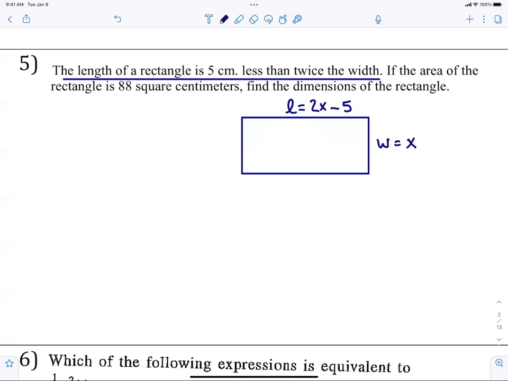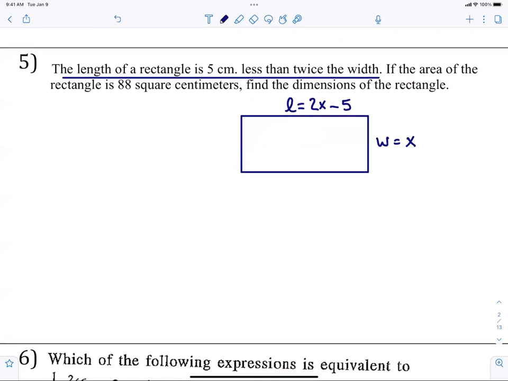Now it says the area is 88. Everybody should be able to look at that and say, okay, it's probably 8 and 11, maybe 4 and 22. That's what you should be thinking. But how do I find the area of a rectangle? Length times width, right? So x times 2x minus 5 equals what? 88. The numbers will be easy on the test. You're not allowed to write down the answers. You get 0 credit for that. The objective is for you to learn to write from the sentence to an equation.